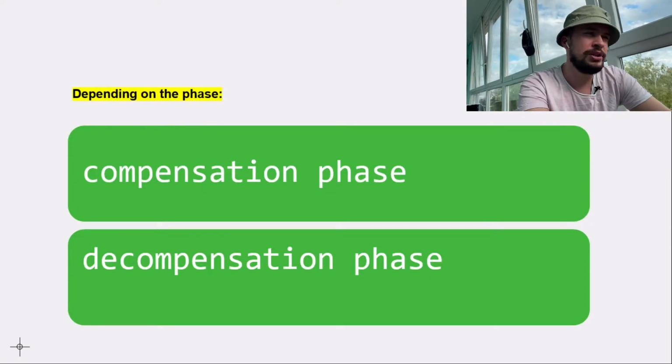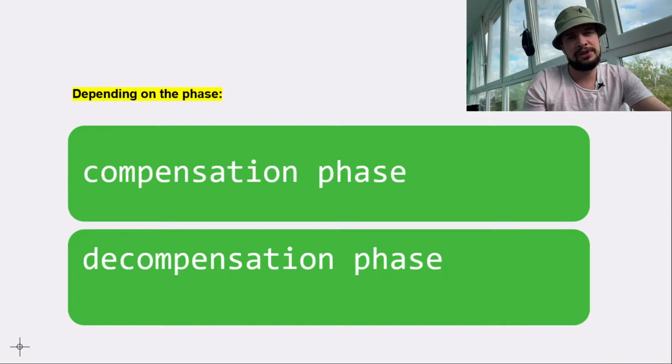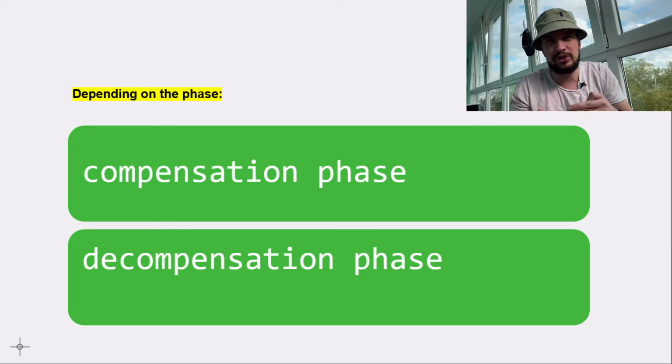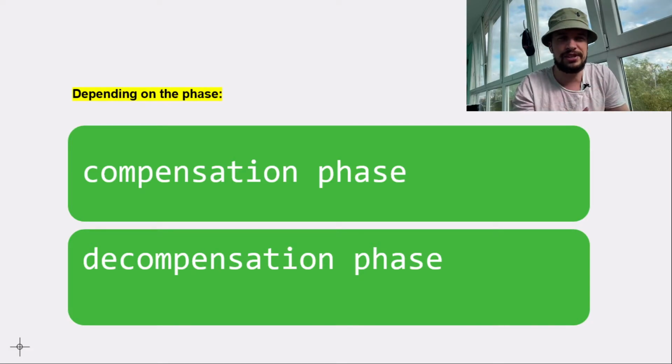Okay, depending on the phase, you see the compensation phase and the decompensation phase. You understand that in the compensation phase our organism feels something is wrong, but it can fight the situation. And the decompensation phase is when we start to talk about the pathogenesis of general cooling.